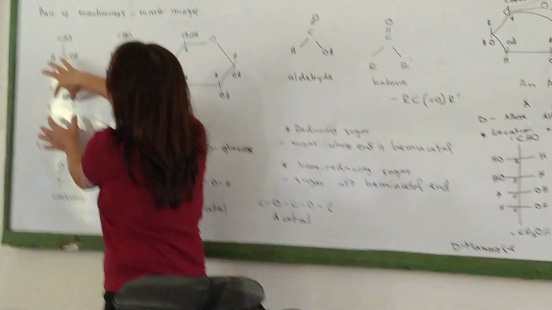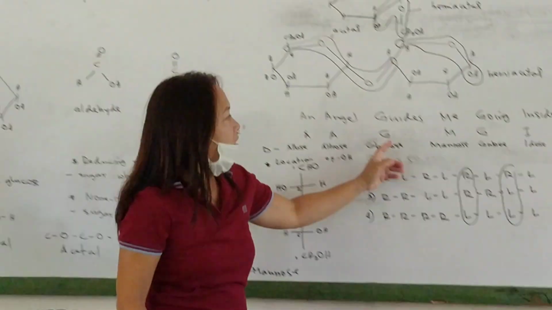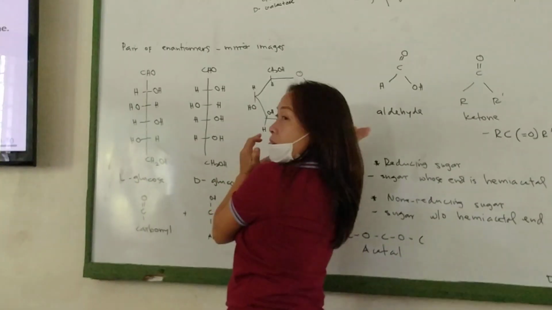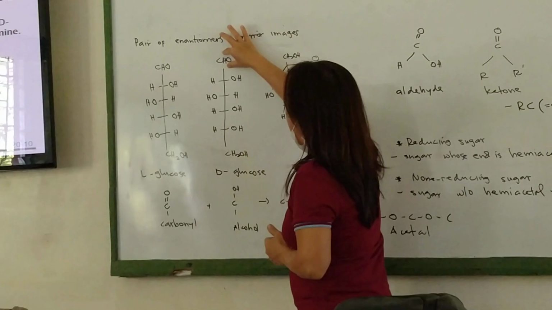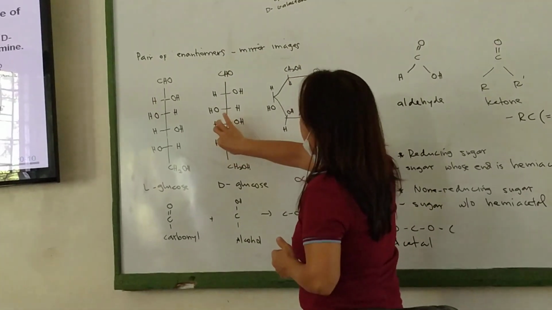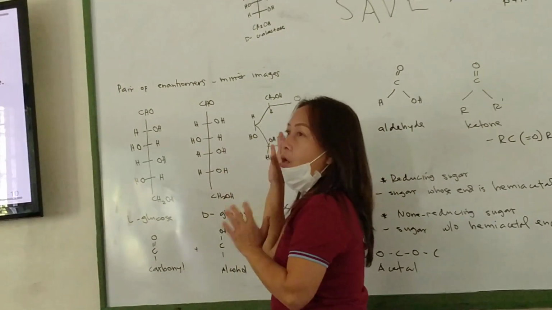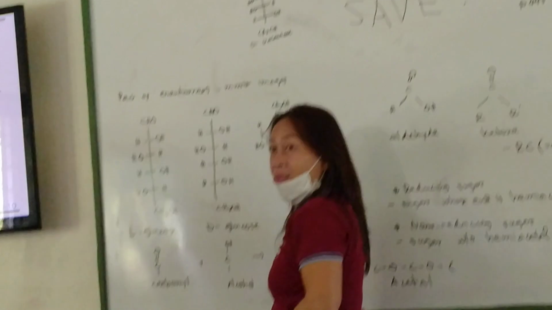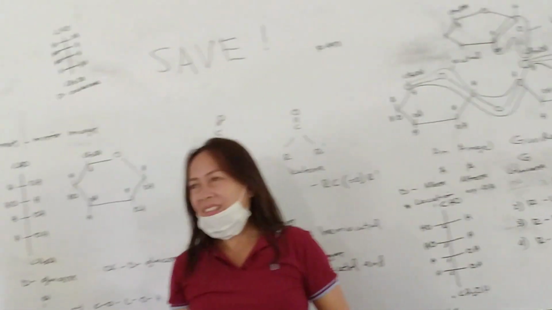Now, the penultimate carbon, since they are all D, the OH is found on the right. So they are all the same: the first carbon, the fifth carbon, and the sixth carbon. Now, they only differ on the second, third, and fourth carbon. But we have this guide.